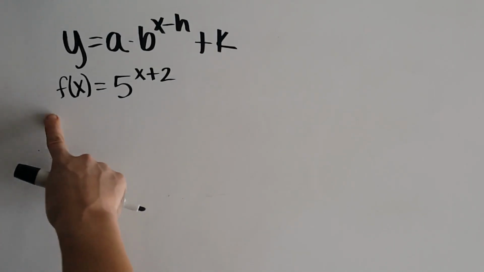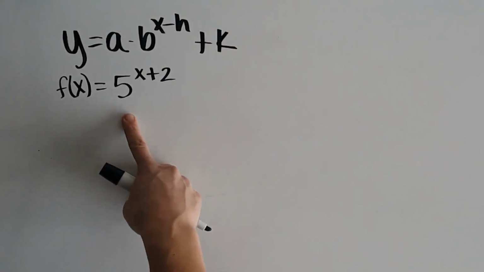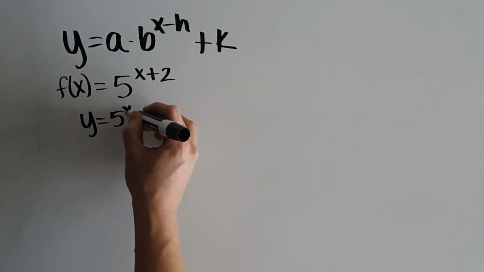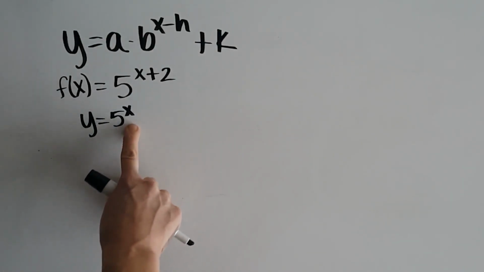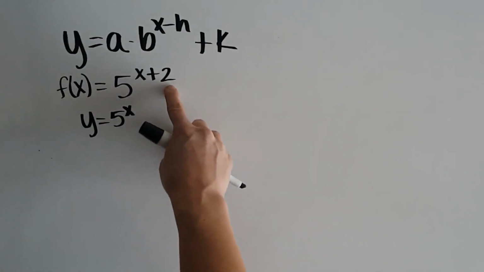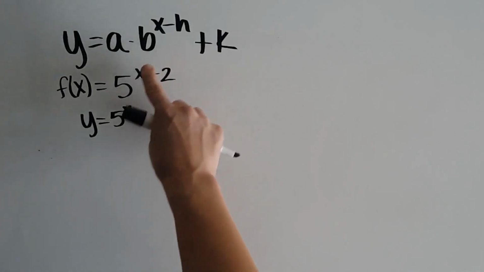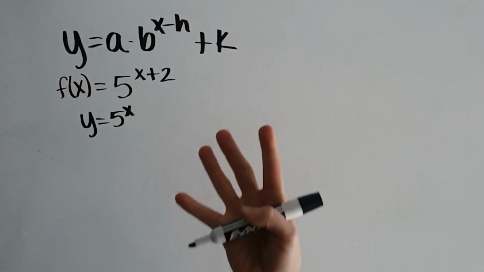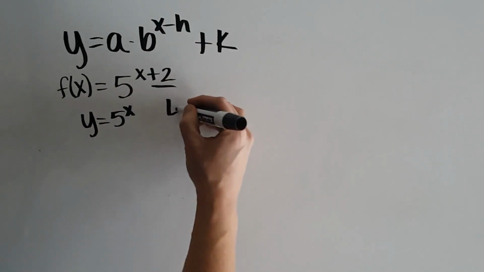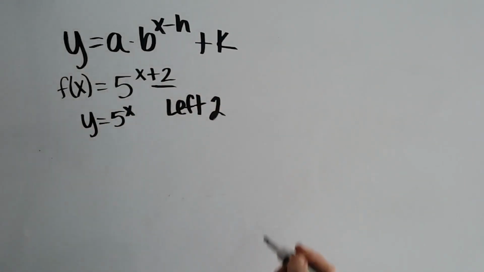So if we have the function f of x equals 5 to the power of x plus 2, well, our parent function would just be 5 to the power of x. So anything that's not the base or the x is going to affect my graph somehow. So when I'm looking at this plus 2, I see that it's in the spot of where h would be, and h is a horizontal shift. So we know that this graph is going to go to the left 2.